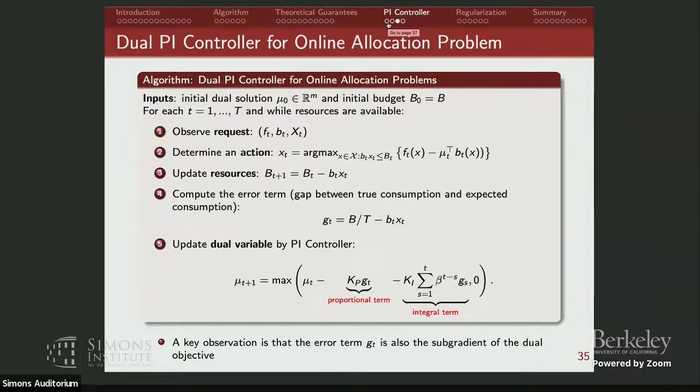Is this what people would use in practice? Yes, in many, many companies people are using this PI controller. Budget pacing, yes, including solving for the optimal action this way. I haven't talked about Google, but I would say almost all the companies are using this PI controller in some sense. Also in supply chain optimization.